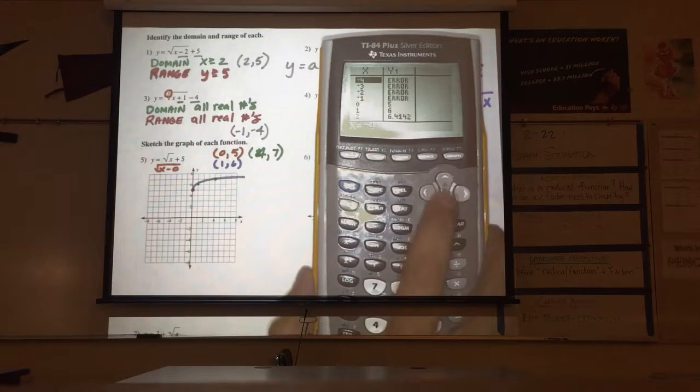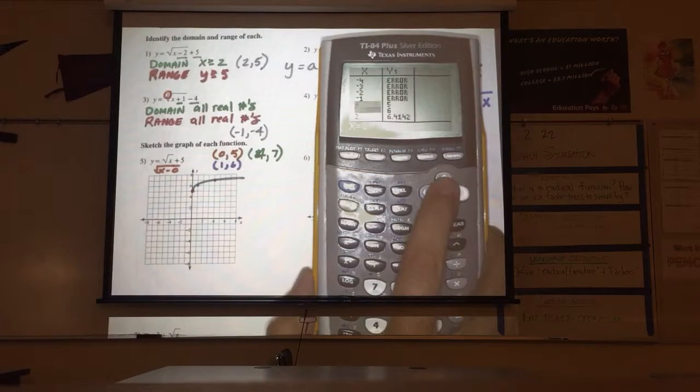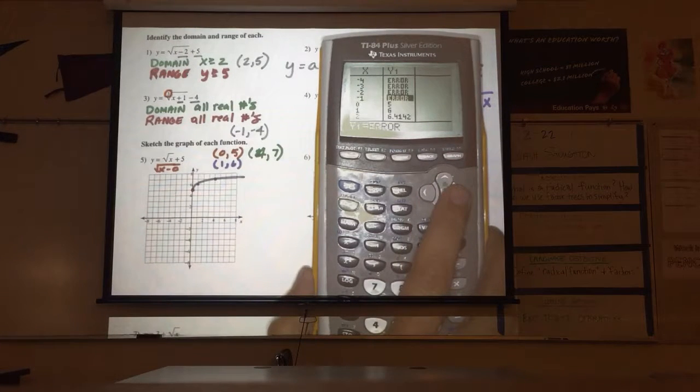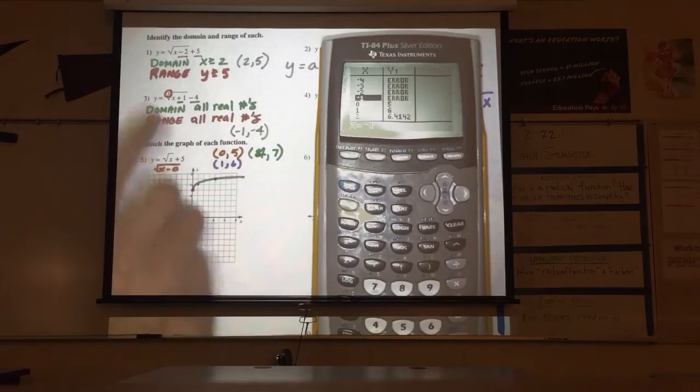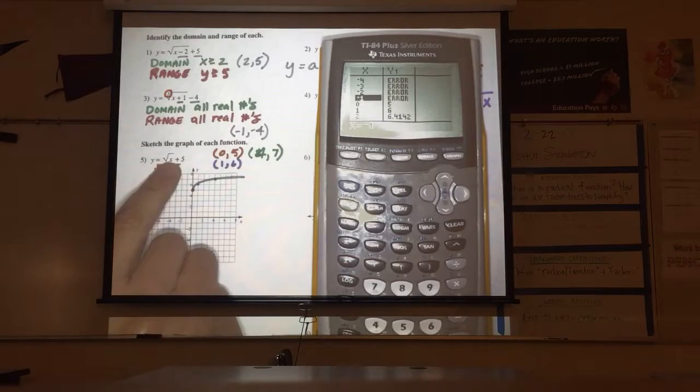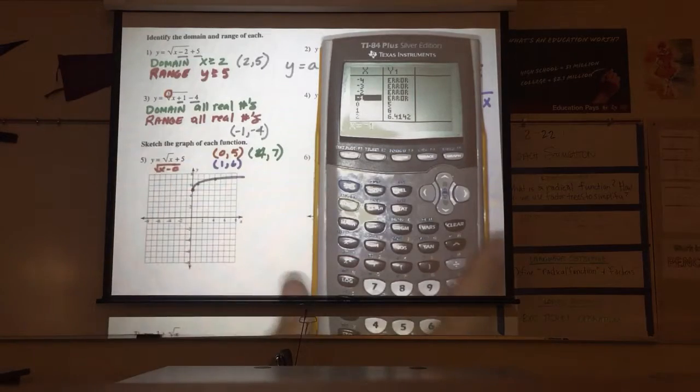But again, look what happens if we go below 0 for x. We get an error for y. We cannot input anything less than 0 because that would give us the square root of a negative number. So let's do one more example, and let's do a cube root.